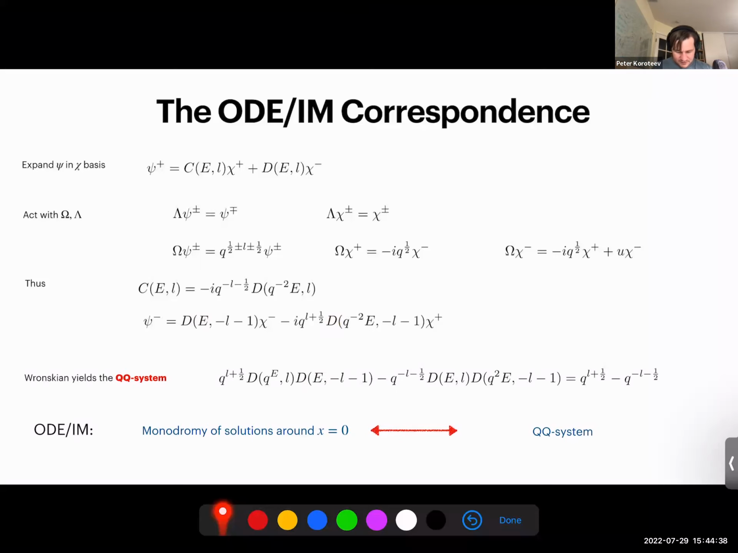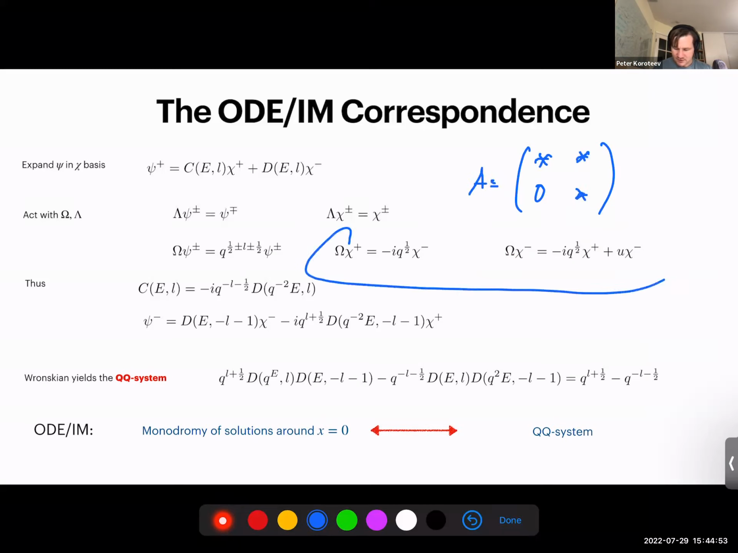And then it's interesting here that omega acts on chi in a triangular form. And we know what triangular form is, right? It's a q-Oper. So there's something here, something here, something there. So if you look at these two equations, in the basis chi plus, chi minus, this operation is triangular. And that's exactly what we've seen before with the q-Oper.